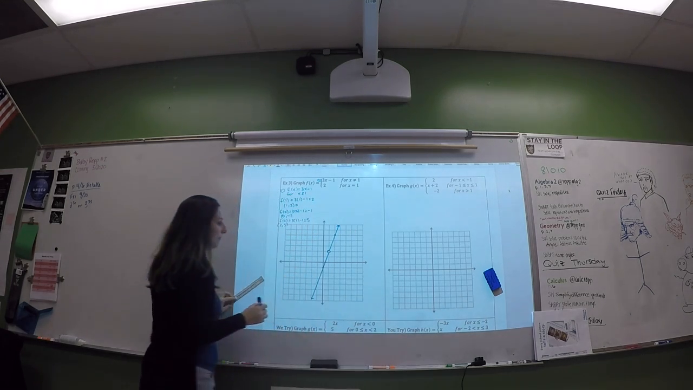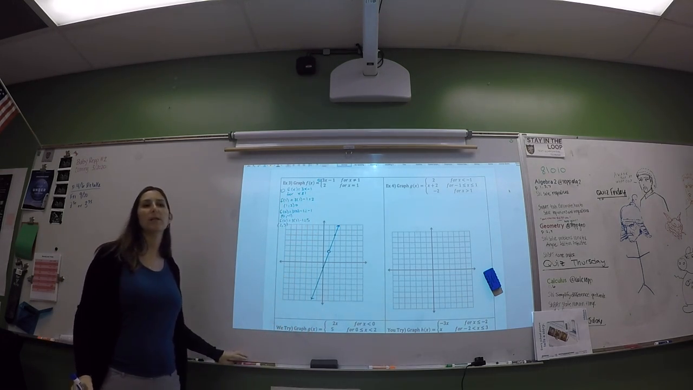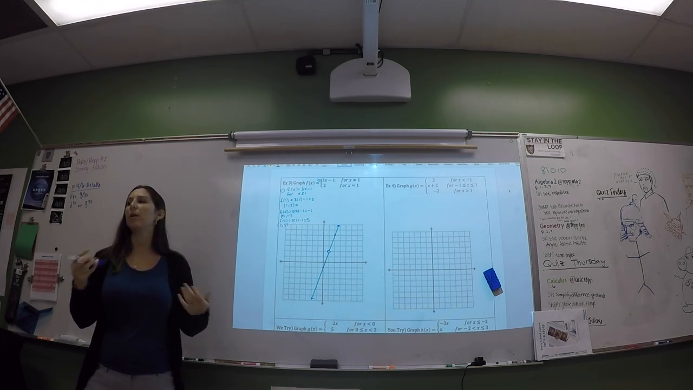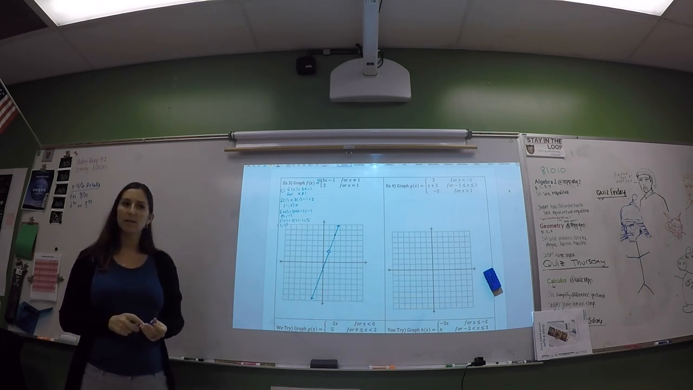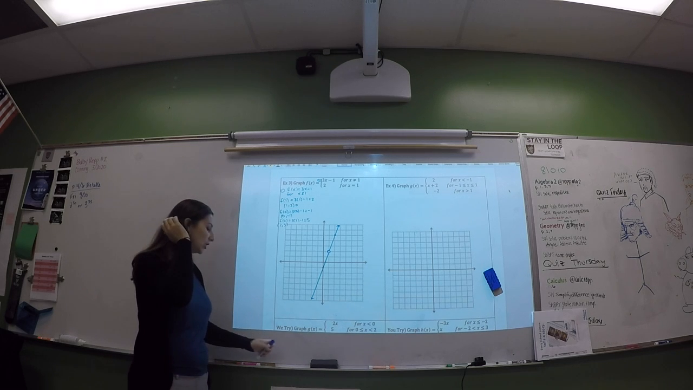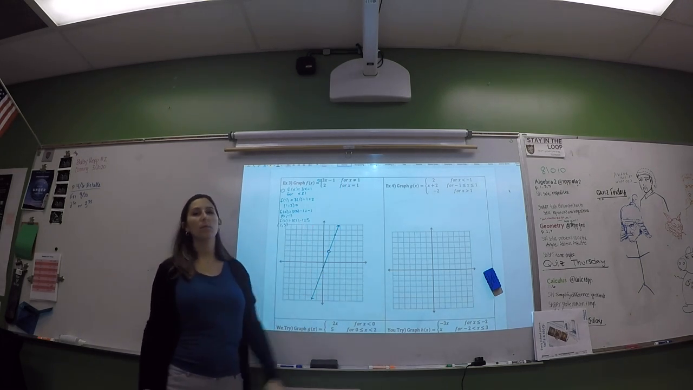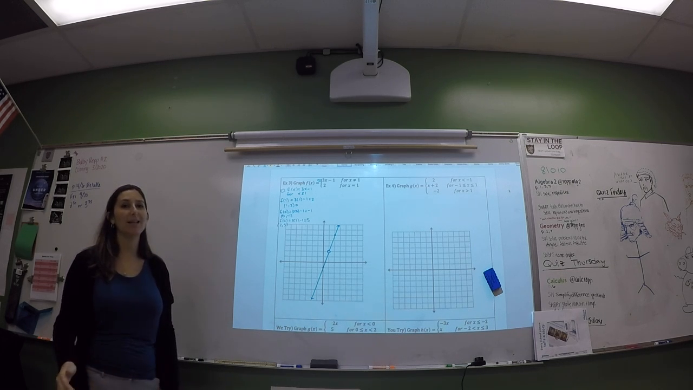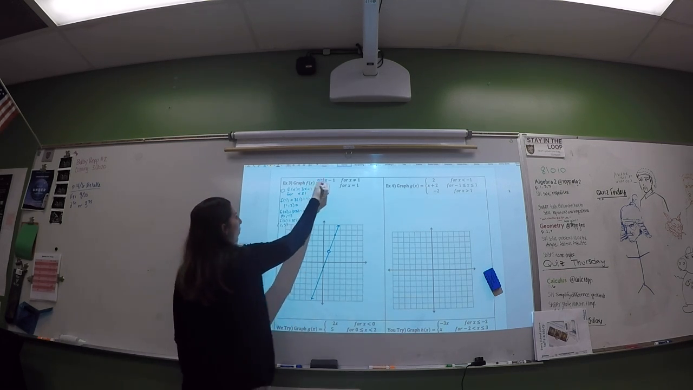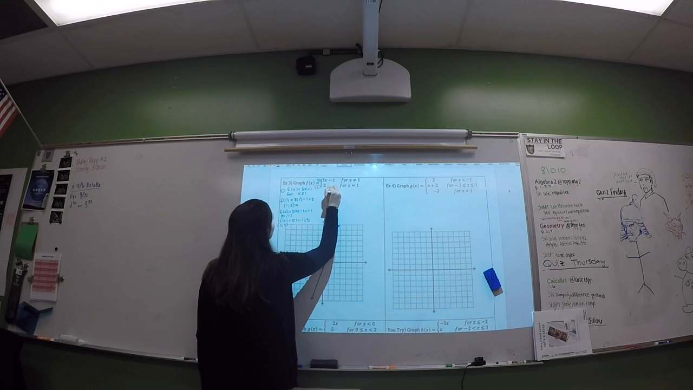So that top piece, the first piece of the piecewise function, looks like a line with a hole in it. It's an entire line. It's just missing one value, and that value was 1, because it says x can be everything except 1.